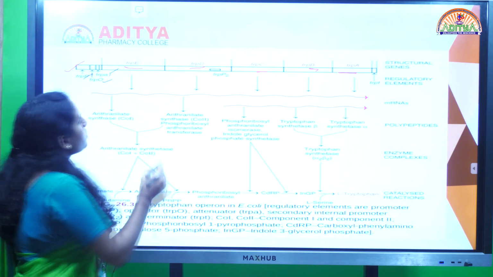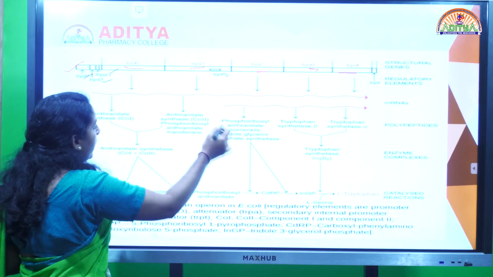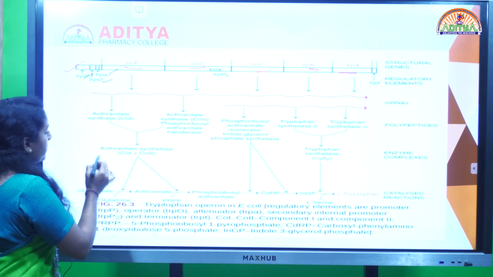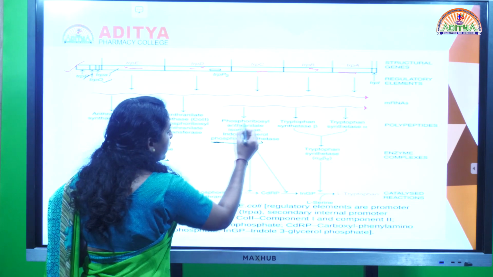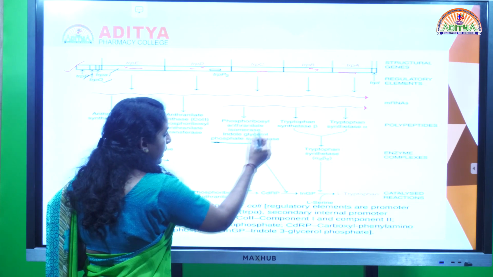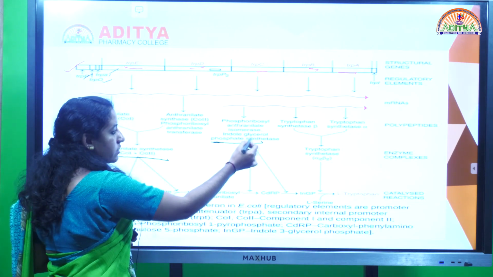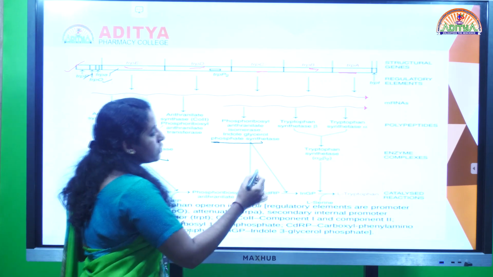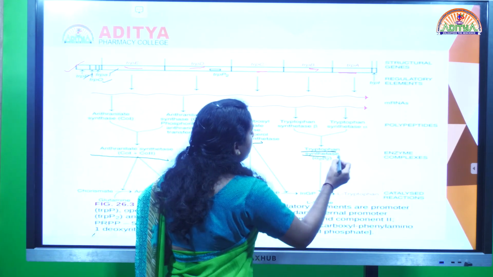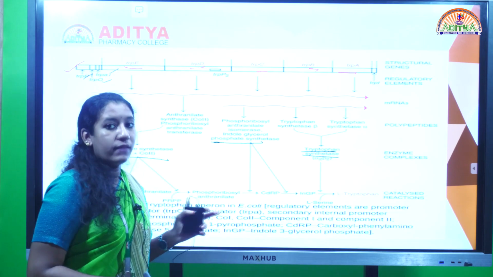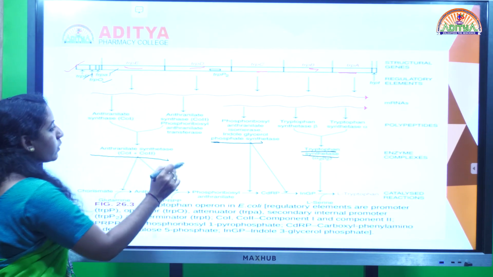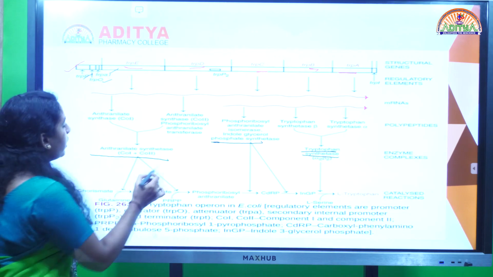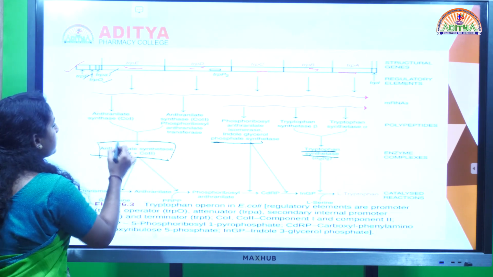If you observe, all these 5 structural genes will encode 3 different types of enzymes: anthranilate synthase, phosphoribosyl anthranilate isomerase or indole glycerol phosphate synthase, and the next one is tryptophan synthase. So these 5 structural genes will encode 3 different types of enzyme complexes, and as I already said, 2 types of enzymes contain 2 subunits.